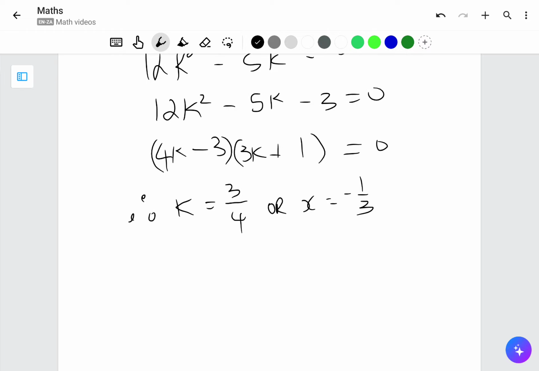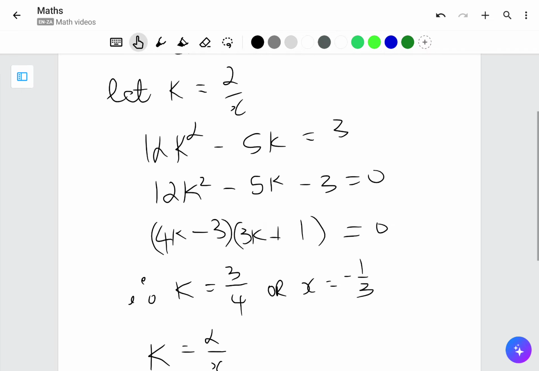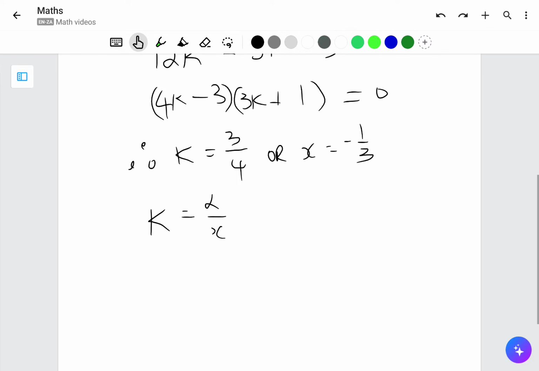Okay, so again we have two values for k. So what happens now is we did say that k equals 2 over x, right? If we go all the way back, we can see that k equals 2 over x. That's what we stated in the beginning. So what are we going to do? We're going to say k now equals 3 over 4. So k has a value. K is now 3 over 4, and this equals 2 over x.